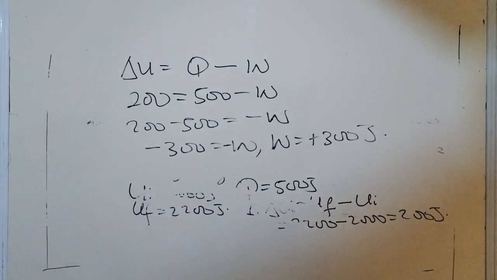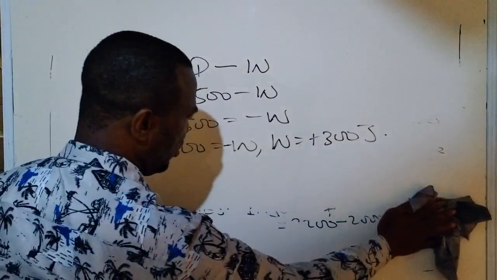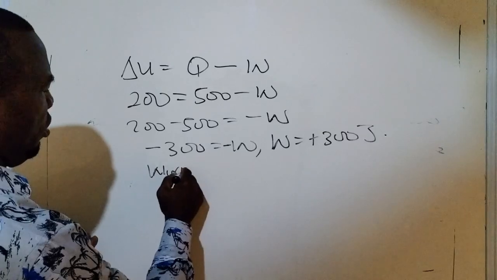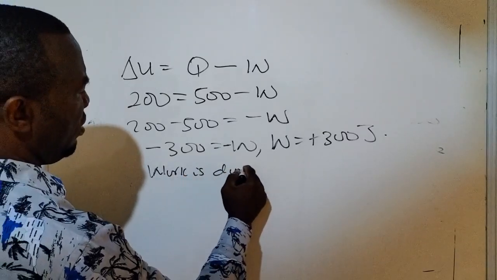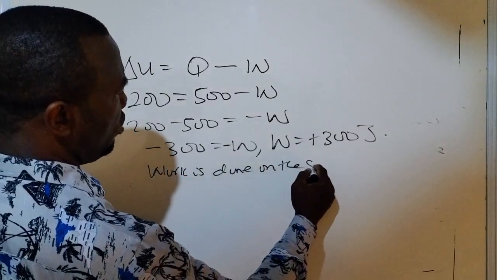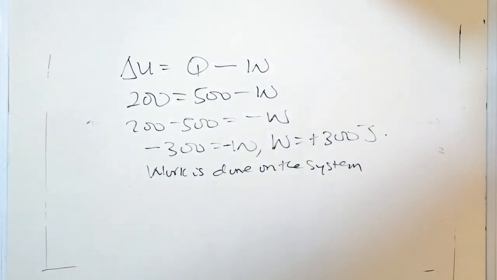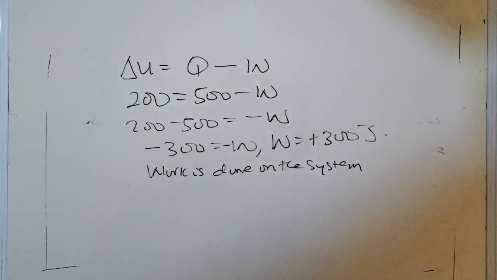Now, since W is 300 joules, a positive answer, what do we say now? Since it's positive, we say work is done on the system. So work is done on the system because this is the work of compression. Because when work is done on the system, we have a positive value. So work is done on the system.